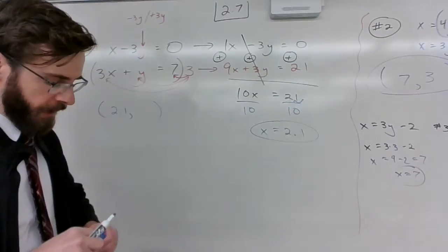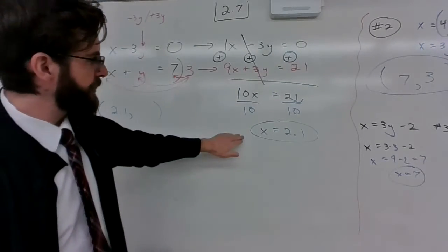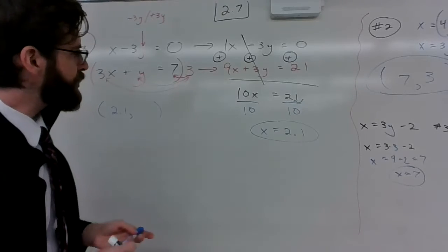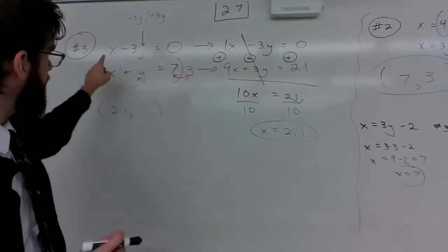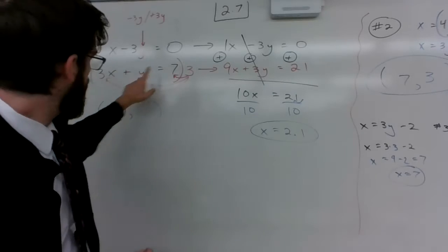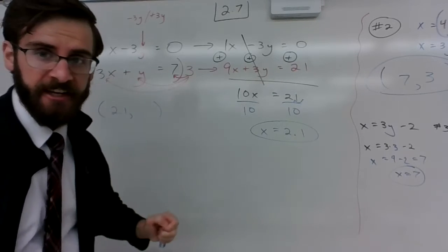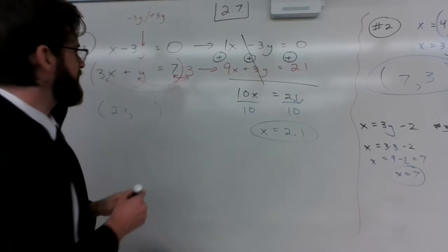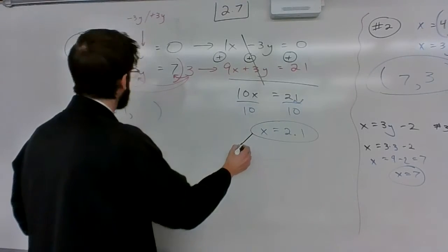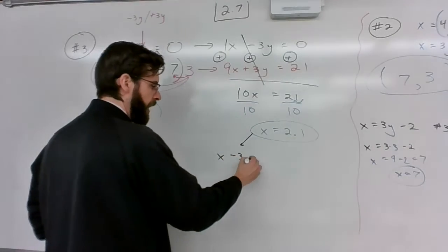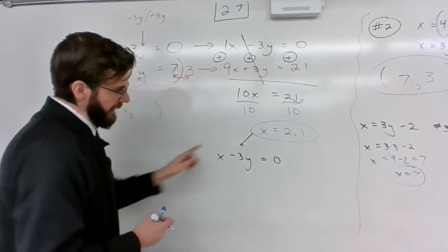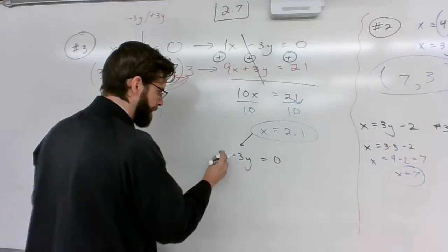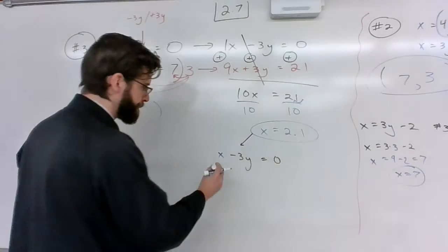All right, so at this point, we take our x value. This is kind of like step 1 and step 2 at the same time. You're going to pick one of the originals. X minus 3y equals 0, or 3x plus y equals 7 to plug in the 2.1. I don't know, this seems like it's going to be an easy calculation. I'm going to plug it into x minus 3y equals 0. And I'm plugging a blue x in for the black x, which is 2.1.